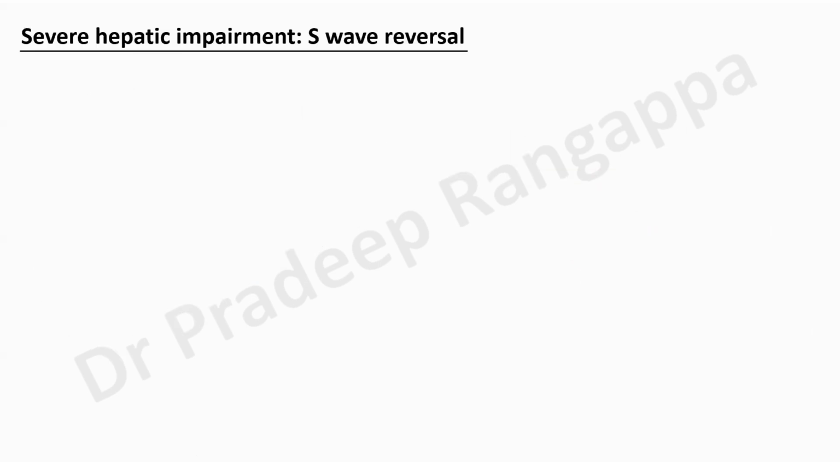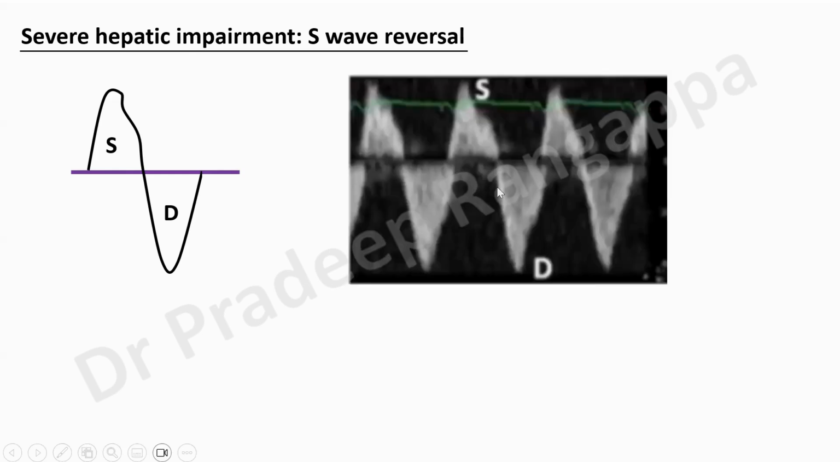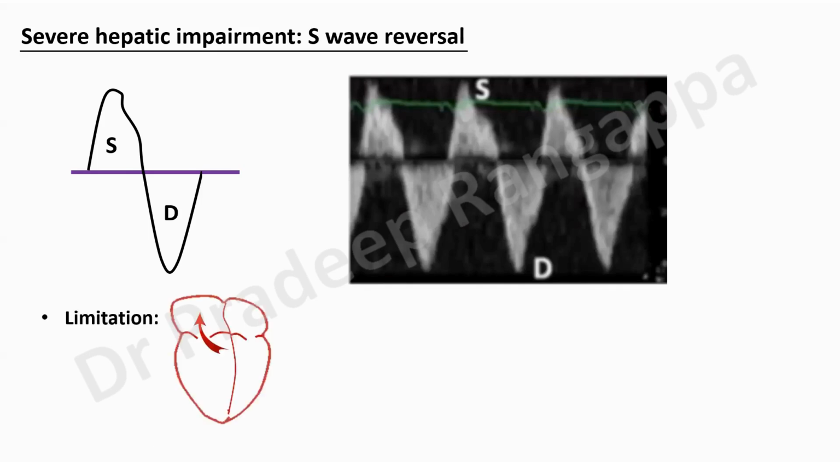If there is a severe hepatic impairment, then there is an S wave reversal. So the systolic becomes positive and the diastolic wave becomes negative. In Doppler, you would see something like this. This is a severe hepatic congestion where you would score a much higher VExUS score. There is an S reversal, and S becomes negative and D becomes positive. If the patient has severe tricuspid regurgitation, it could be one of the limitations for ascertaining the VExUS score, especially with hepatic vein congestion.